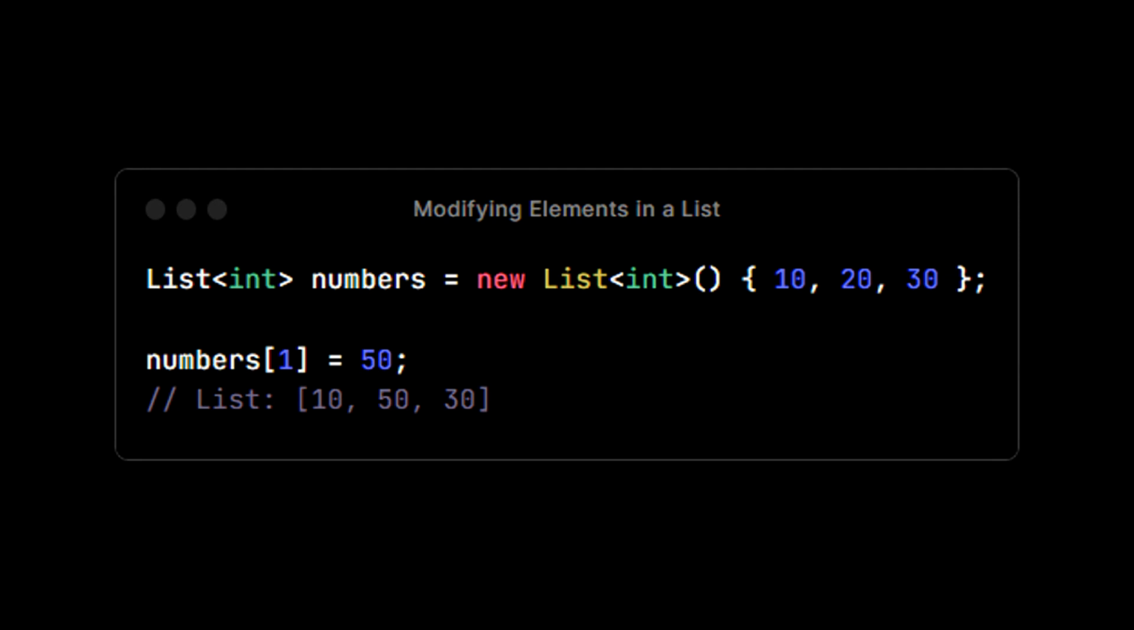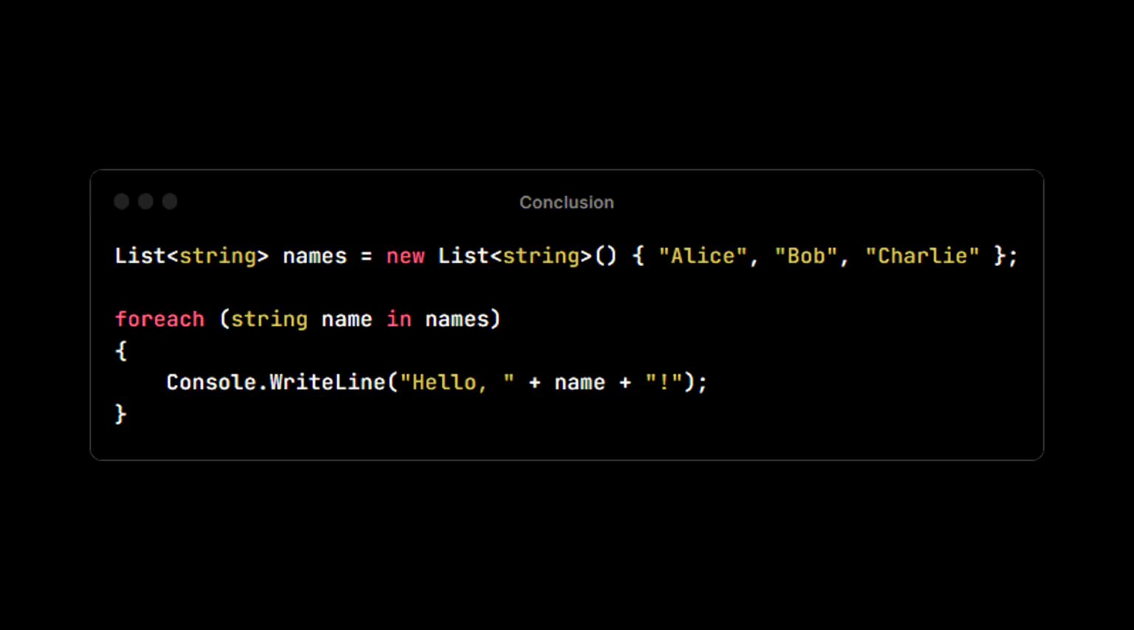Modifying elements in a list. You can modify elements in a list by directly assigning new values to specific indices. Here's an example.